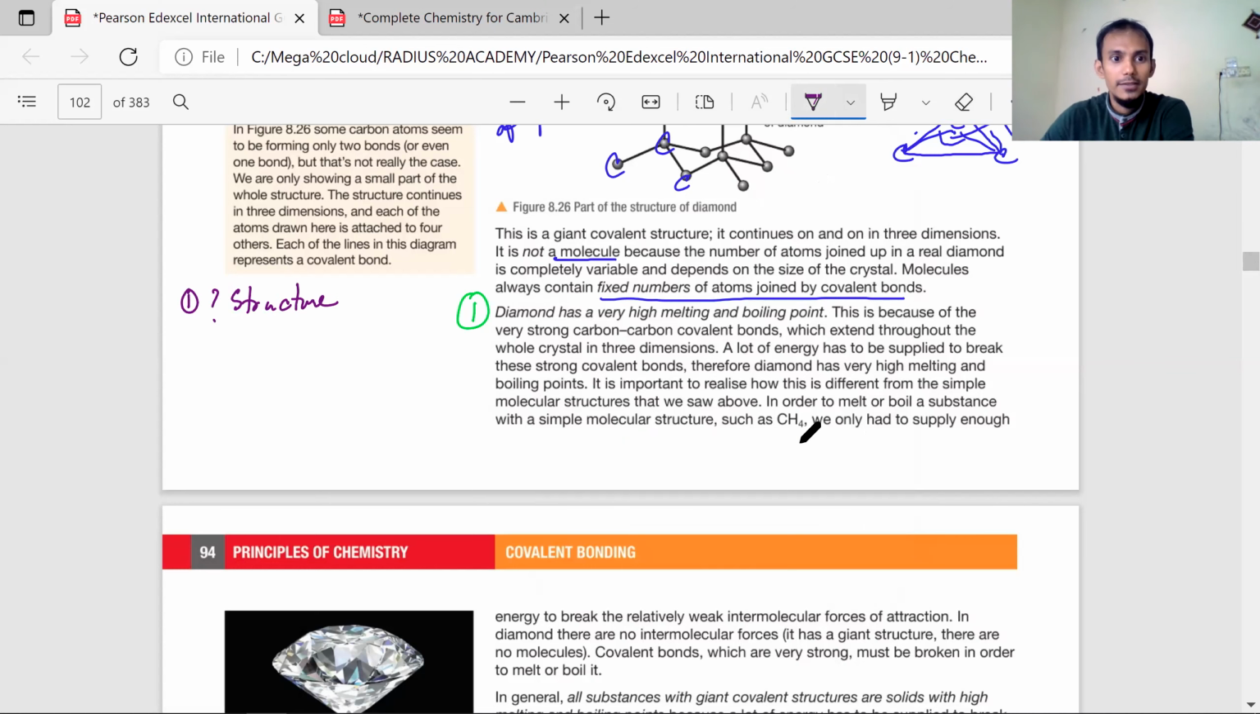Do you get my point? Sir. Yes, sir. Sir, can you repeat? They will ask you why diamond has a high melting and boiling point. The first sentence you will answer is, what type of structure is this? Diamond is a giant covalent structure. Just a line, a sentence, if you write, you will get 1 mark. Okay, sir. Okay, number 2 point, mark 2.